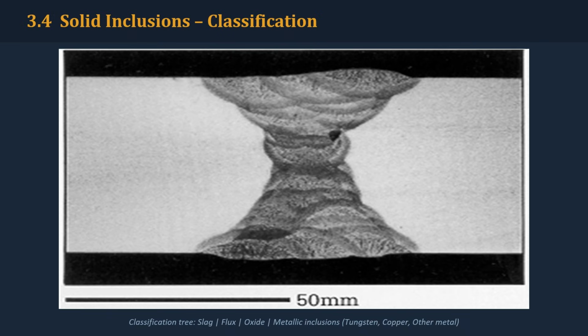On radiographs, slag commonly appears as an irregular, elongated dark indication. The important practical lesson is that inter-run cleaning is a quality control activity. It is not simply a housekeeping task. Good welding requires the previous layer to provide a clean and suitable surface for the next layer. Now we will examine tungsten inclusions, which have a very different origin and radiographic appearance.